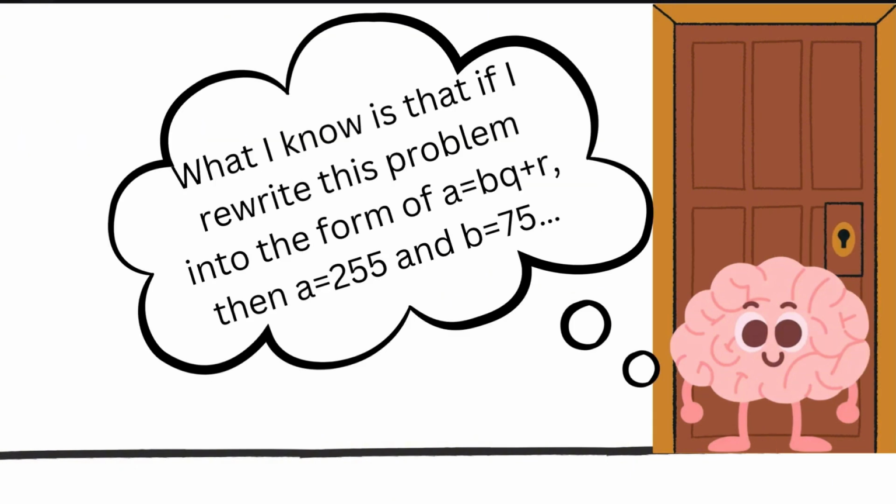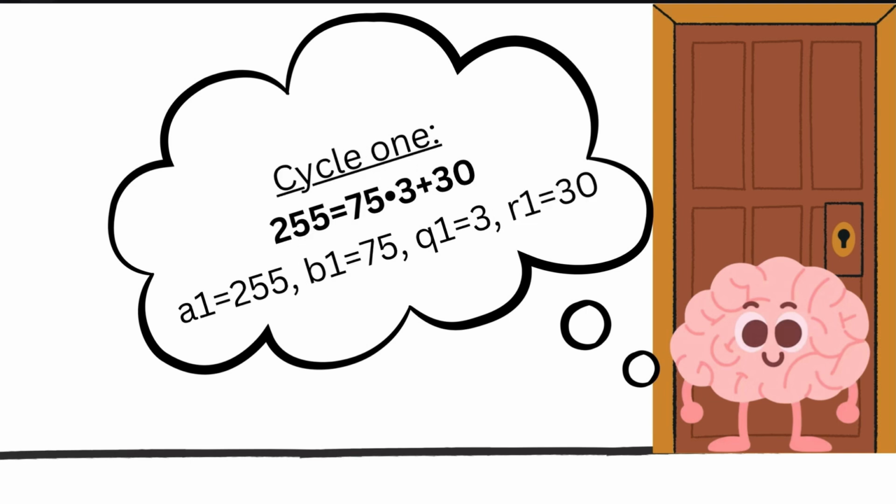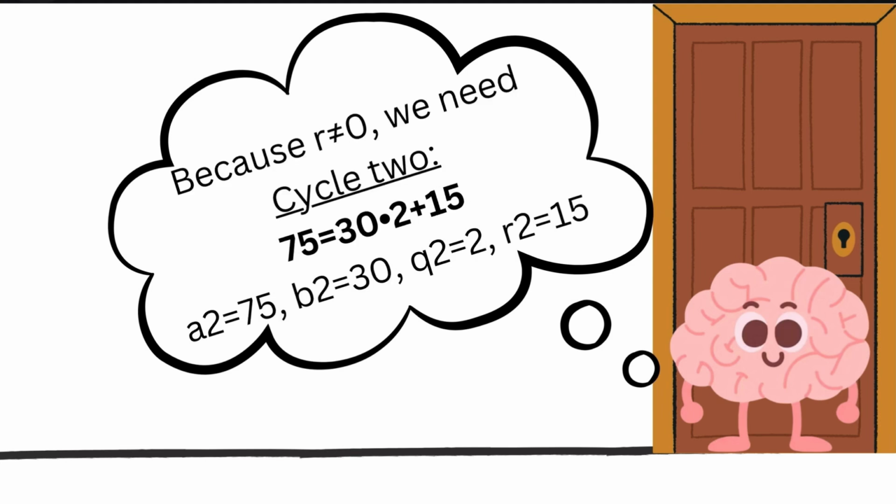What I know is that if I rewrite this problem into the form of A equals B times Q plus R, then A equals 255 and B equals 75. So using this knowledge, I can just apply the rest of the steps into this problem. Cycle 1. 255 equals 75 times 3 plus 30, where A1 equals 255, B1 is 75, Q1 is 3, and R1 is 30. Because R doesn't equal 0, we need cycle 2.